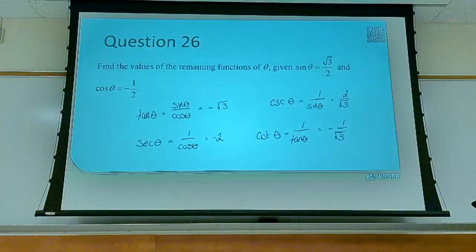You're missing 4 trig functions. Could you have set up your coordinate system like we did with the previous ones? Yes. You have all the information. R is 2, y is positive √3, x is -1. Go from there. But using the fundamental identities will save you time.